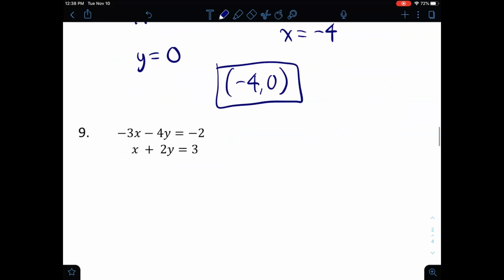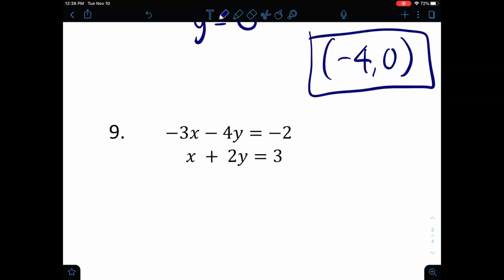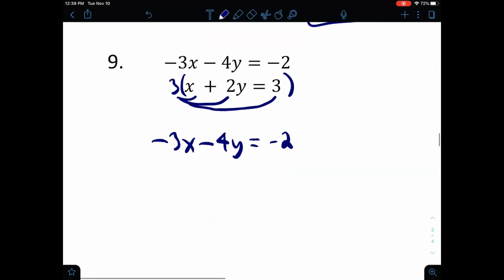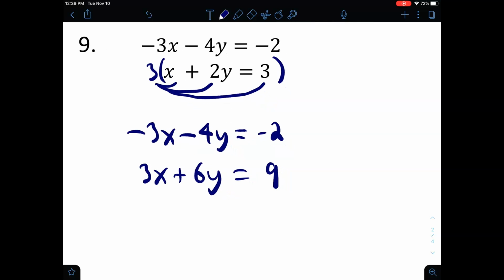All right, number 9. We have negative 3x plus or minus 4y equals negative 2, and x plus 2y equals 3. For this one, I think we can solve this any way we want. We have a 1x here. I'm going to multiply the bottom by positive 3 to get the opposite of negative 3. So we're going to multiply 3 times all of these. We're going to get negative 3x, the top equation the same, minus 4y equals negative 2. And we have 3x plus 6y equals 9.